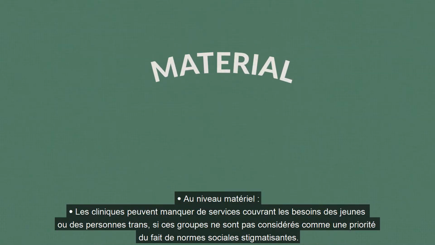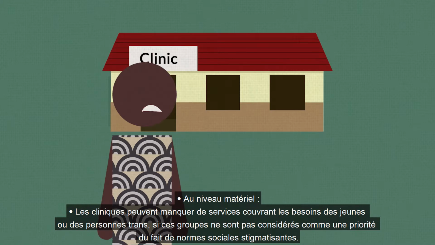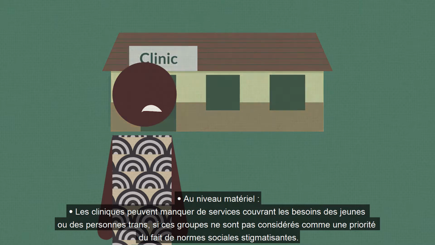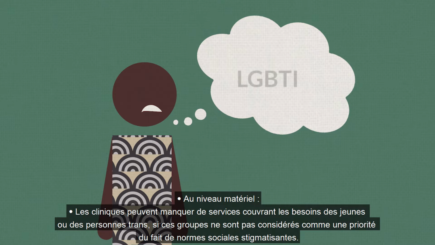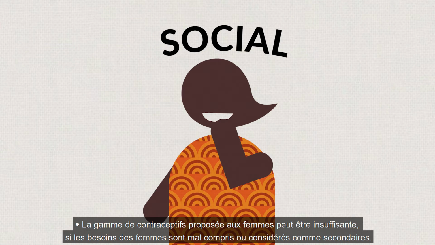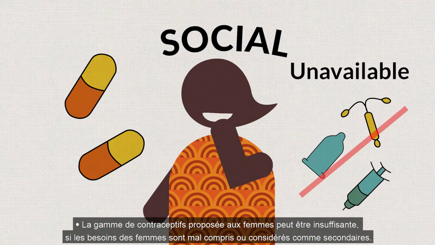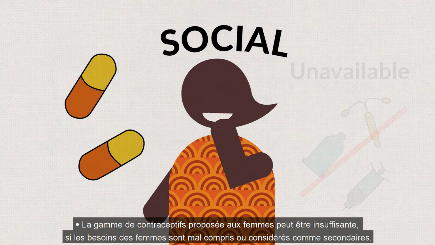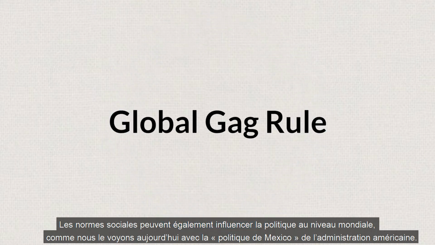At the material level, clinics may not offer services that cater to the needs of young people or trans persons. This may be because the needs of these groups are not prioritized due to stigmatizing social norms. There may be a limited number of contraceptives offered to women because the needs of women are not prioritized or understood. Social norms can also influence global policy, as we can see with the current US global gag rule.